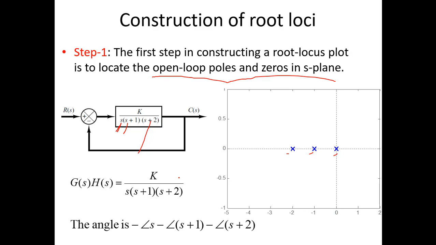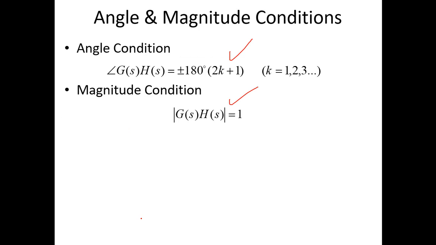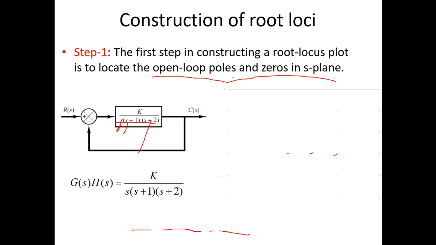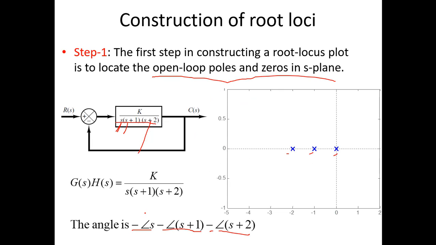The next thing you have to do is find the angle criteria. So negative of the angle of s, minus the angle of s plus 1, and minus the angle of s plus 2. These are the 3 terms. You have to add them, but with the negative sign, because you know the formula had a minus 1. So the angle should be equal to this thing.